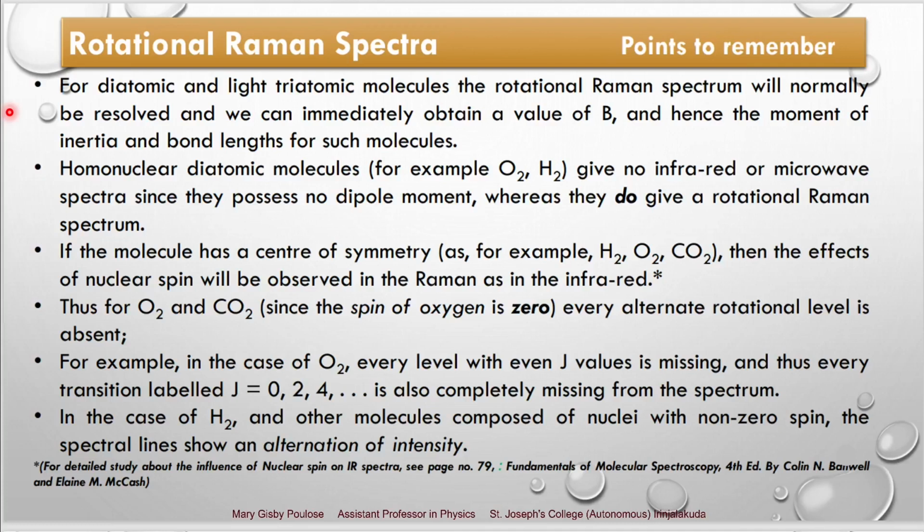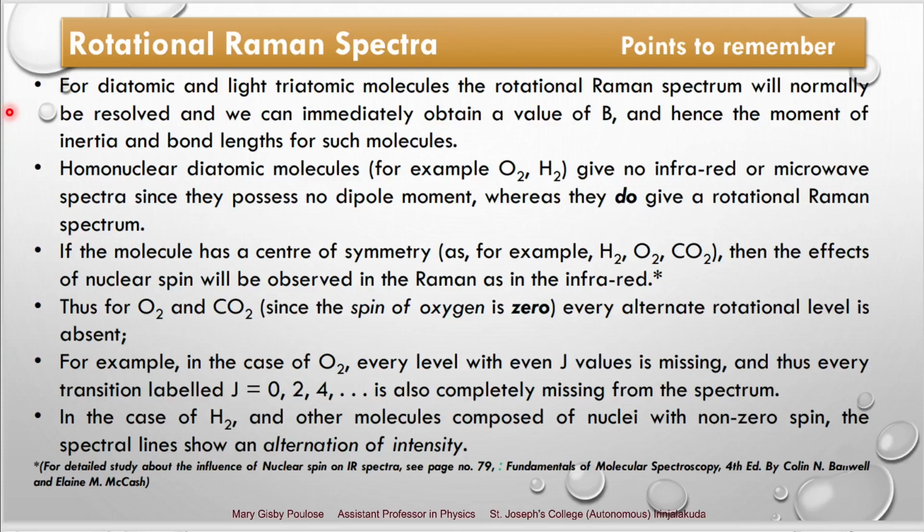Now, the next case is that homonuclear diatomic molecules, for example homonuclear hydrogen and oxygen diatomic molecules, do not have infrared or microwave spectra. This is because they have no dipole moments, but they will give a rotational Raman spectrum. So in order to study such molecules, we can take a Raman spectrum of these molecules.